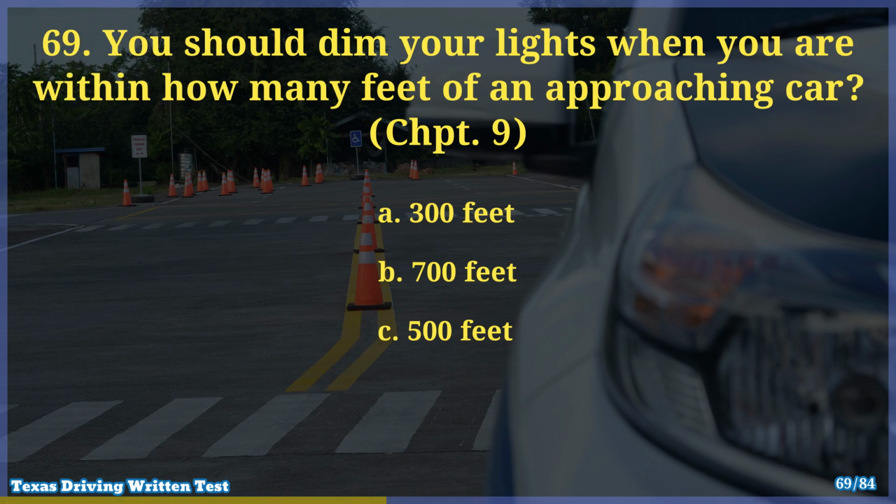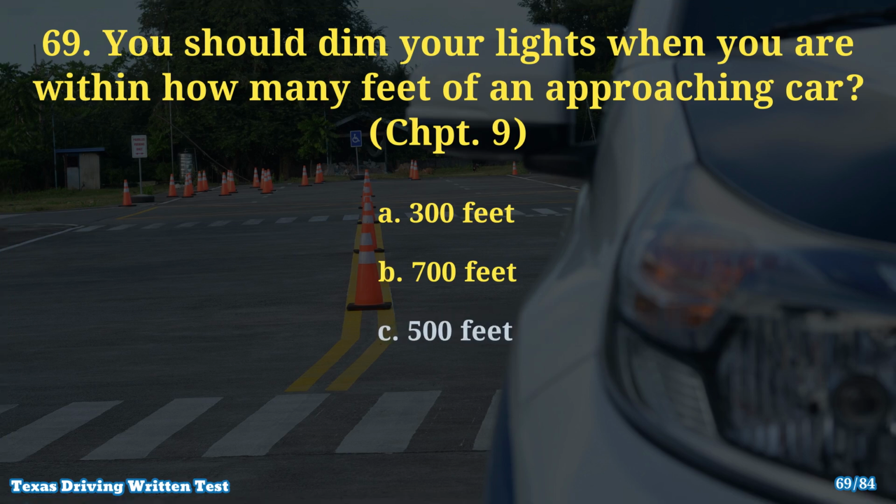69. You should dim your lights when you are within how many feet of an approaching car? A. 300 feet. B. 700 feet. C. 500 feet. Answer is C. 500 feet.